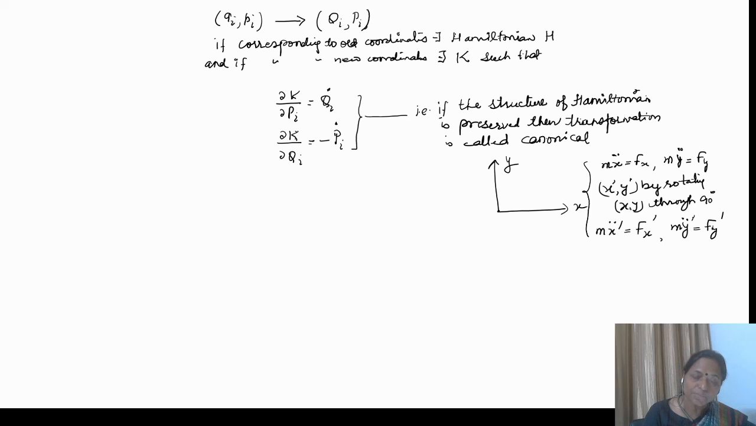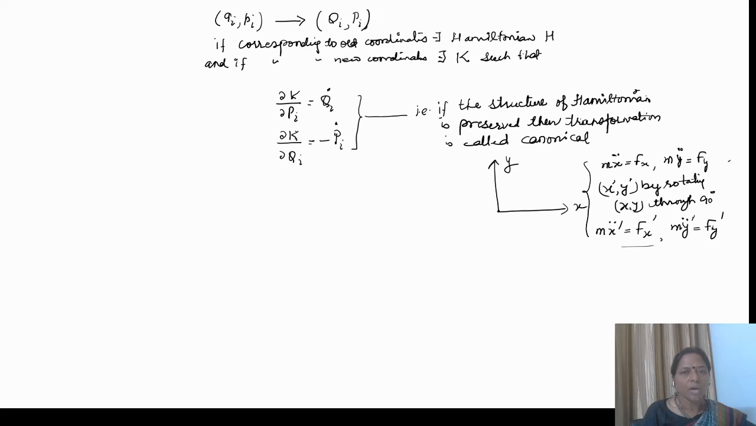So this is a specific type of transformation: under an orthogonal transformation your Newton equations of motion are preserved and the same result will be obtained. Whatever result is obtained with the help of the new coordinate system will be applicable to the old coordinate system. It is all about Newtonian mechanics.